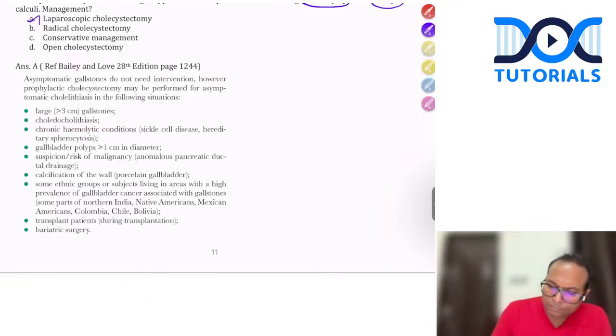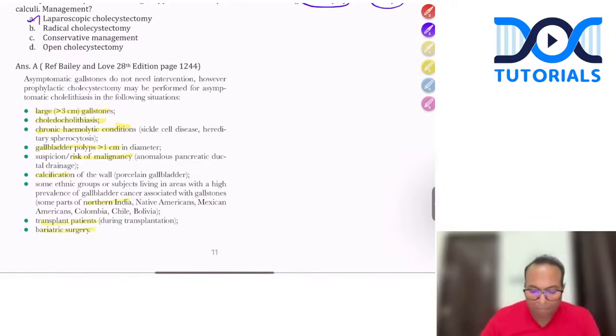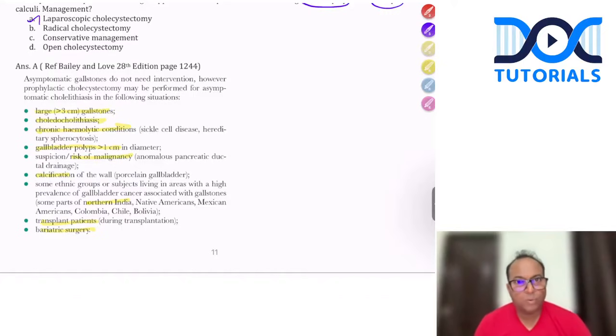Large 3 centimeter stones. See, the question is updated, 3 centimeter, not 2.5 centimeter. Polyp 1 centimeter. Hemolytic anemias, CBD stones, risk of malignancy, calcification, North India people, transplant patients, and bariatric surgery cases. In these cases we have to do laparoscopic cholecystectomy. Okay.